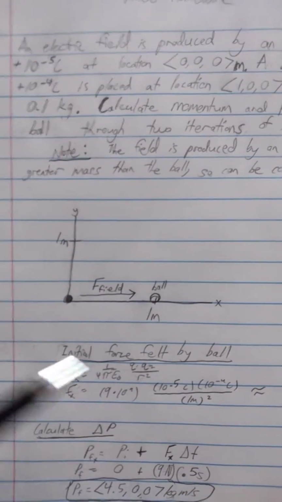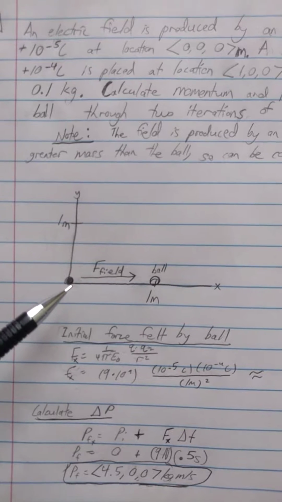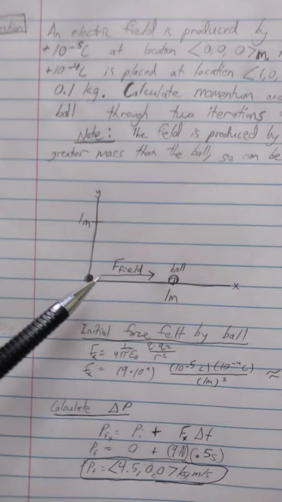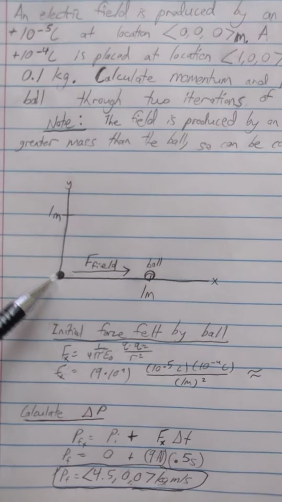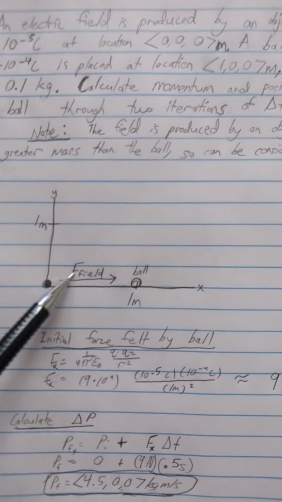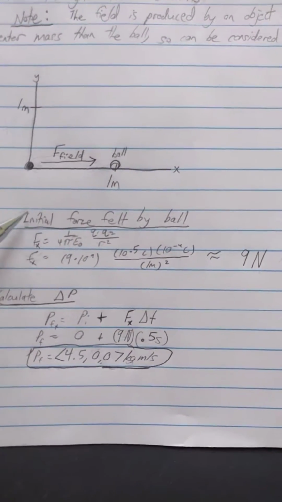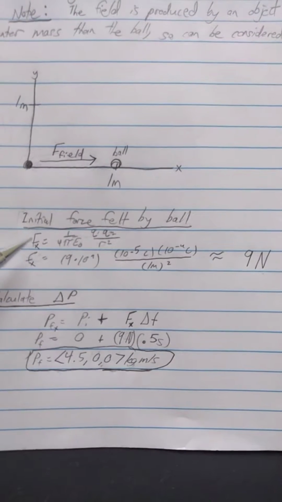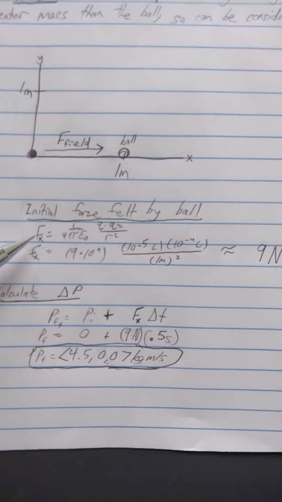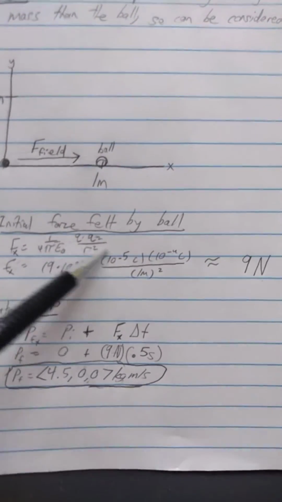So, since the two objects both have positive charges, they want to move away from each other. So the field coming from this object wants to push the ball away in the positive direction, which is nice. We first need to calculate the initial force felt by the ball. We use electric force, which is equal to a constant times the two charges over the distance between them squared, which works out to 9 newtons.